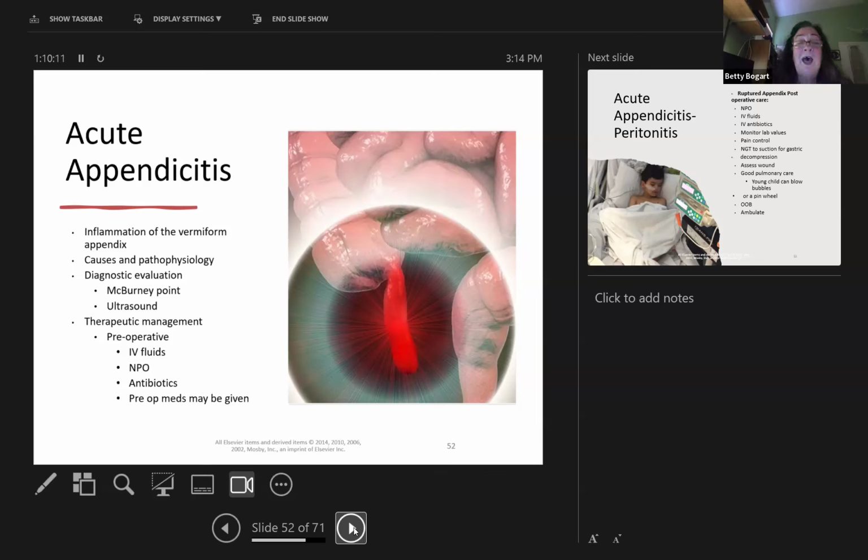So when we decide and we think this is appendix, we're going to make them immediately NPO. Stop them eating. It's a surgical intervention. We're going to send them for an ultrasound, and it's going to show the appendix needs to come out. At that point, we'll start IV fluids, and again, of course, they're NPO, and because it's an itis, an inflammation, an infection, we will give pre-op antibiotics. If there's any meds that child needs, you can give them their pre-op meds. Again, just check those with the physician if they can have them.